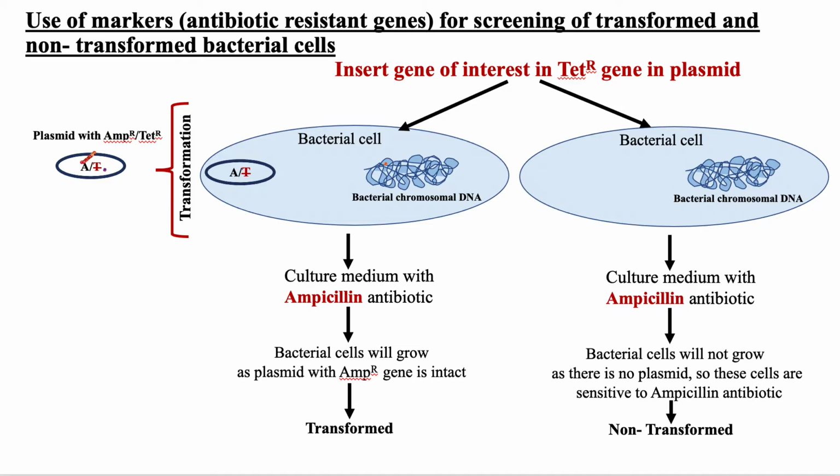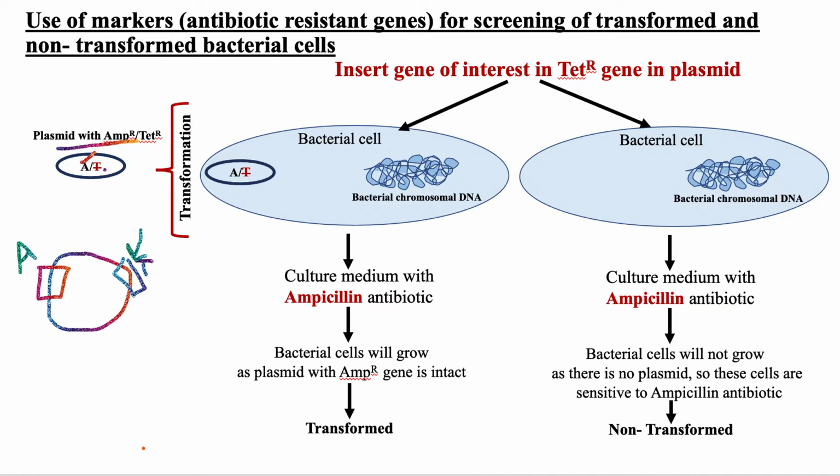So how? For instance, now we have a plasmid with an ampicillin resistant gene and a tetracycline resistant gene. This is the plasmid, and here we have the tetracycline resistant gene, and here we have the ampicillin resistant gene, right? Now we are going to clone our gene of interest here in the tetracycline resistant gene. For instance, we use the BamHI site.